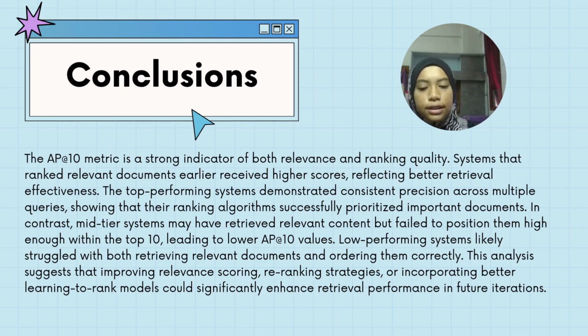So, as a conclusion, the AP at 10 metric effectively captures both relevance and ranking order, rewarding systems that retrieve relevant documents early, while top systems show strong consistency. The mid-level systems might benefit from re-ranking strategies or enhanced scoring models to better prioritize relevant documents. And these results using AP at 10 can guide future improvement by helping to identify both high-performing approaches and systems that need refinement.